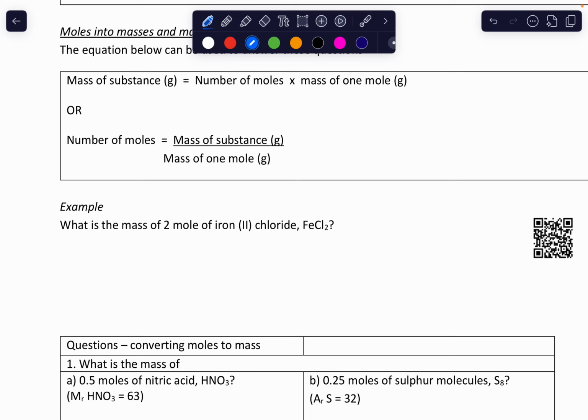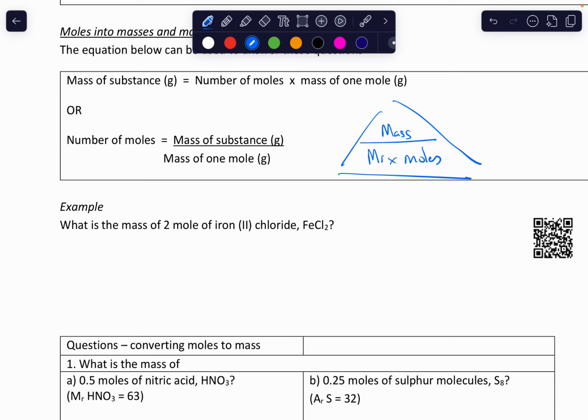Okay, in these questions, we have to use this equation that you can see here. But the easiest way to use this equation is to convert it into a triangle. And my triangle is Mr on top, with moles underneath the mass. And we can manipulate that triangle all the time in order to do the calculations that we're going to do, okay? Let me give you an example of what I mean.